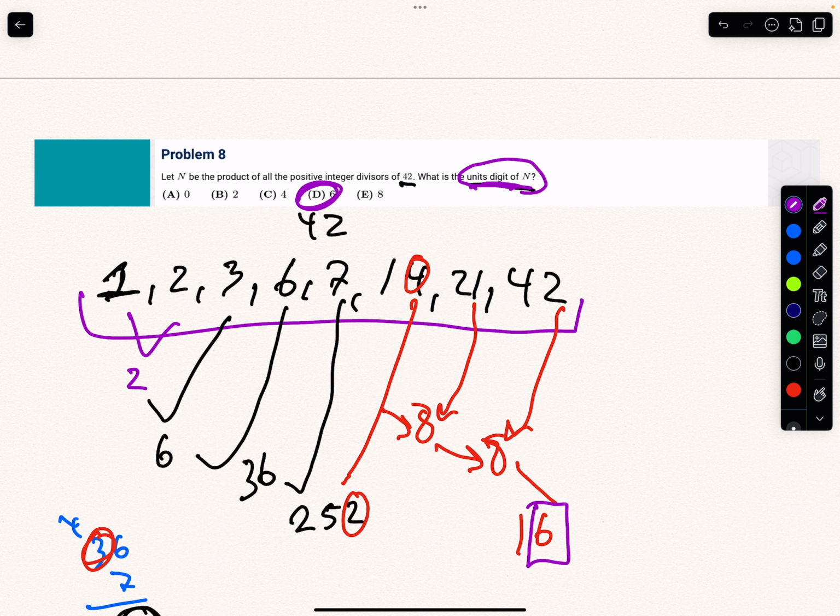8 times 1 is going to be 8. 8 times 2 is going to be 16. And the units digit of 16 is obviously 6. So that is going to be our answer. Answer D.